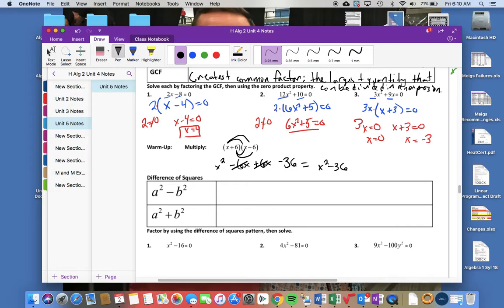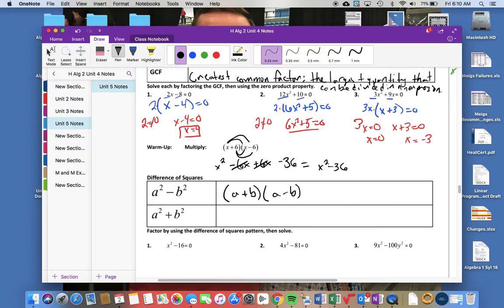So when you've got a squared minus b squared, you just look at their square roots, and you take a plus b times a minus b. So for this first example, for our warm-up, the square root of x squared would just be x, so x and x. The square root of 36 would be 6 and 6. You just make sure one is positive and the other one is negative, and there's your factoring. So we're going to start to look at factoring, and this is kind of a special example of that.